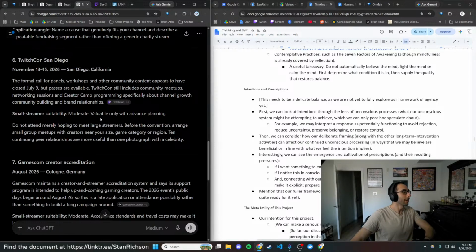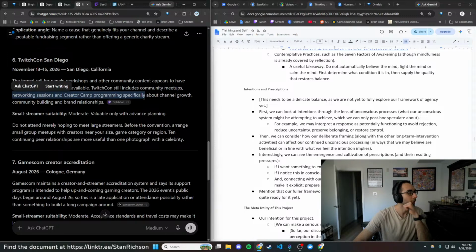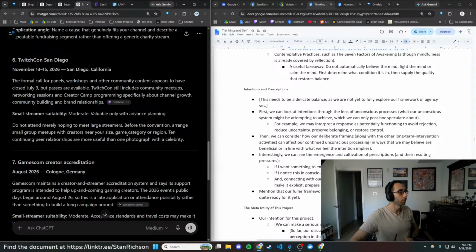Okay, we got TwitchCon San Diego. The formal call for panels, workshops, and other community content appears to have closed July 9, but passes are available. Includes community meetups, networking sessions, and creator camp programming, specifically about channel growth. So this is another one where I would probably want to know people. In terms of education, I feel like you can get that online. I think we just got a ton of huge tips from Streamer University, and we didn't need to go anywhere.